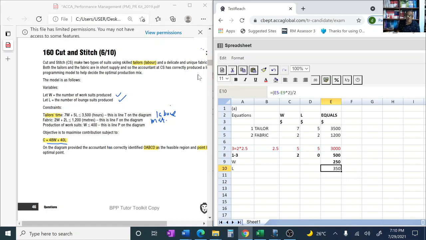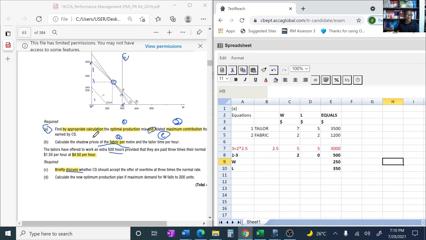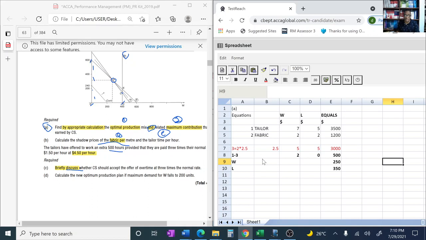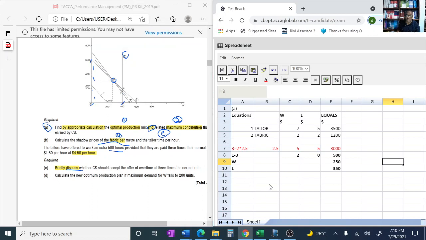So then again, I now have my 350 there given. So the optimum solution is to produce 250 of work suits and then 350 of lounge suits. But then the question says I need to find the maximum contribution that could be earned.